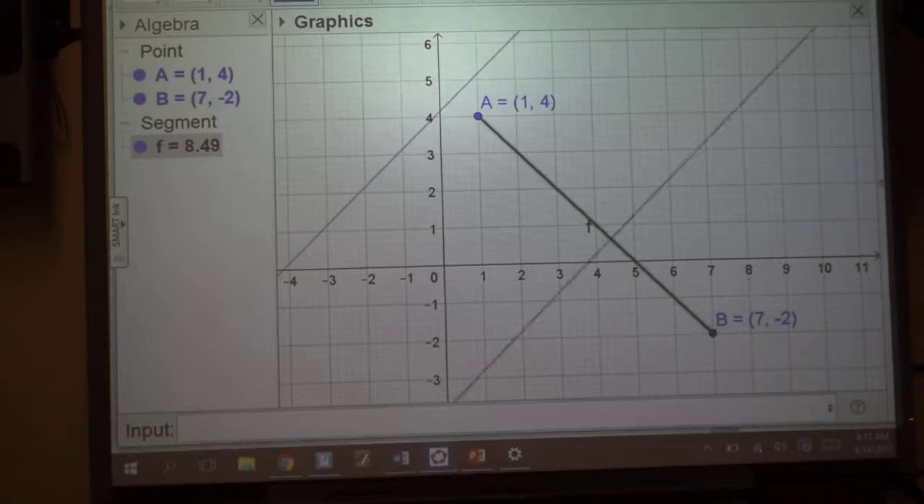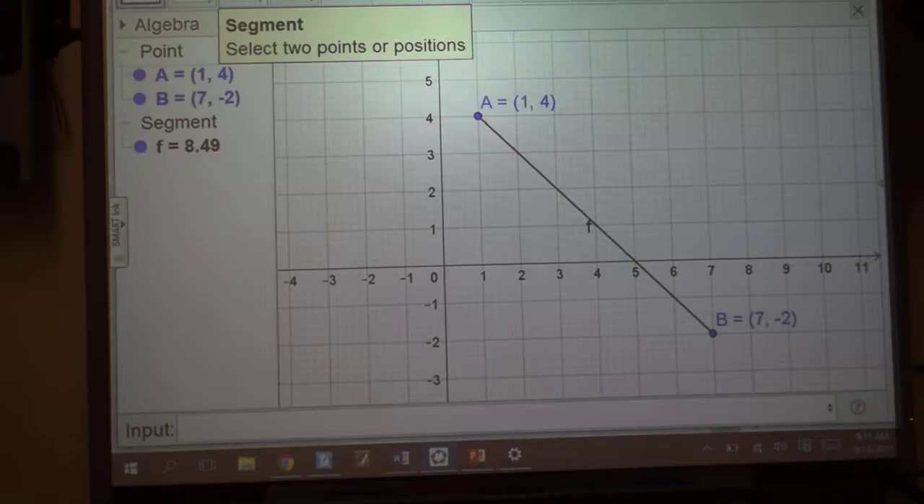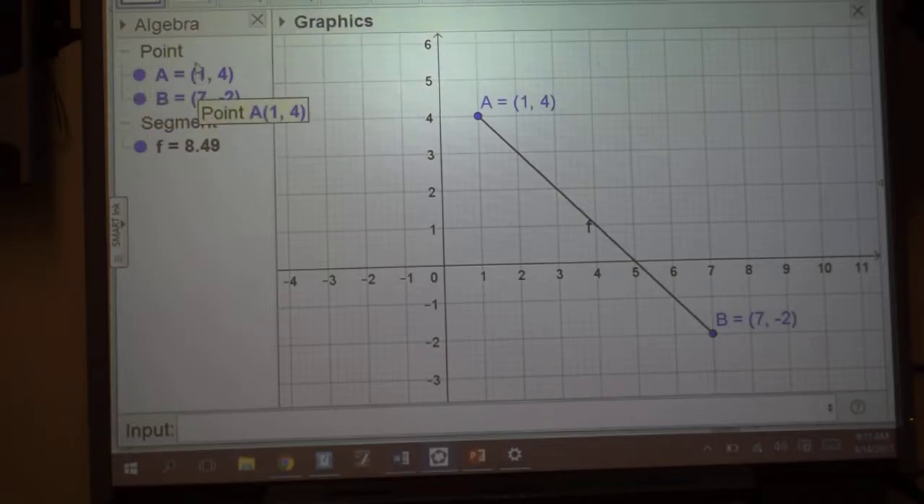So I've got to find the midpoint first. So how do you find midpoints? Right, x1 plus x2 divided by 2, and then y1 plus y2 divided by 2. So we're going to take these two numbers, 1 and 7, add them together, divide by 2, so that's pretty easy, right? 4. And then do the same thing with the y values. 4 plus negative 2 divided by 2 would be 1.